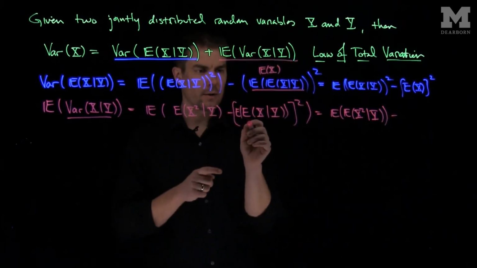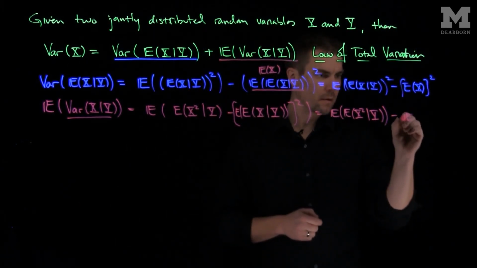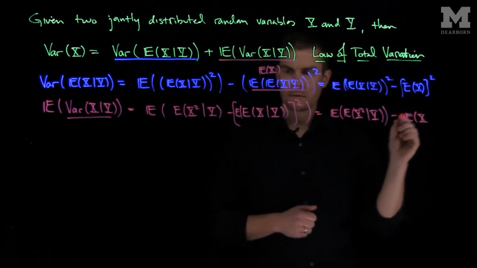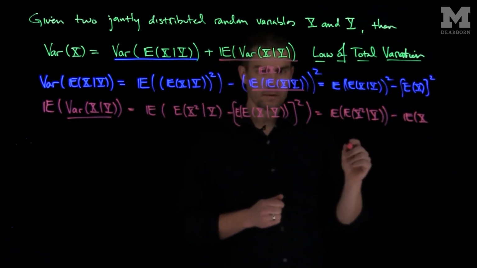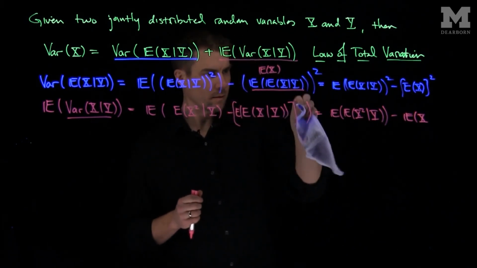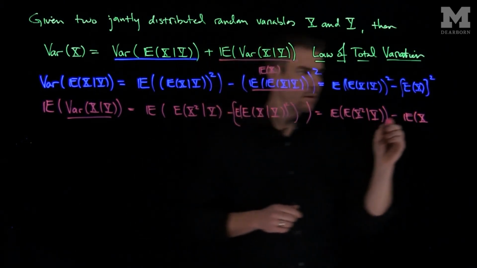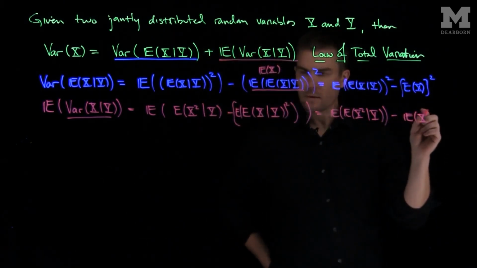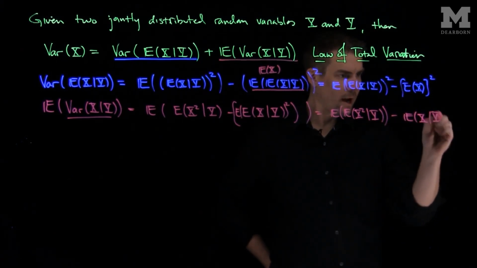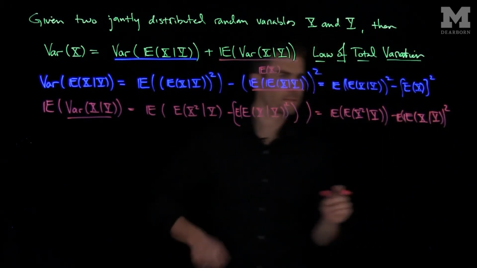Because we have the expected value of X given Y, this will be the expected value of X given Y, and the square goes on the outside, not the inside. So we have the square of this, the expected value of X given Y, squared.